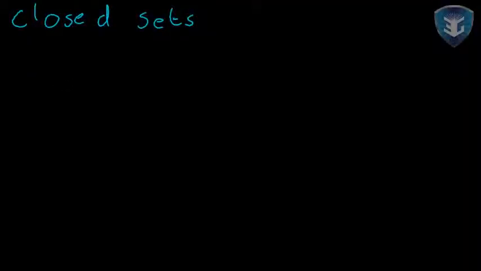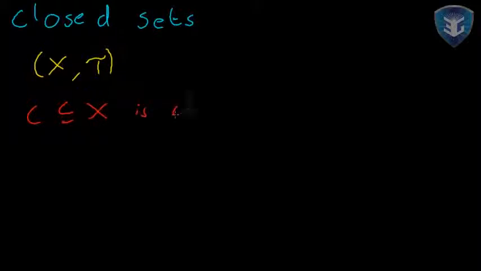Okay, in this video we're going to be talking about closed sets. We've already discussed quite a lot about open sets, but we haven't really touched on the idea of a closed set. You know about closed intervals if you've done real analysis, so let's go ahead and define this. If we have a topological space, say (X, tau), then we say that a set C, which is a subset of X, is closed if its complement in the space is open.